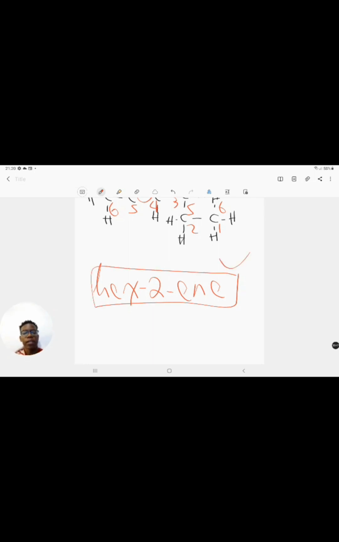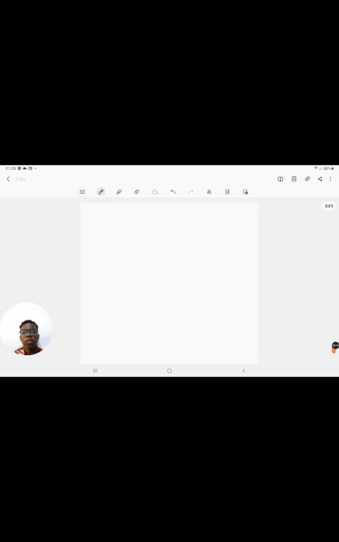Solved. Okay, let's do another quick example. Let's say you've got C, and then you've got C, then you've got C, then you've got C here, and then let's say you've got that. All the carbons, all the C's must be surrounded by 4 lines.